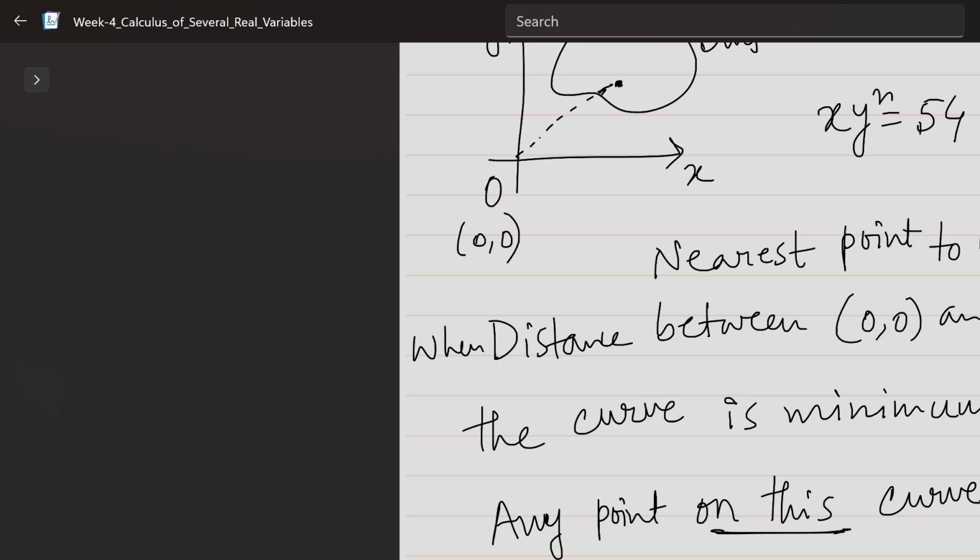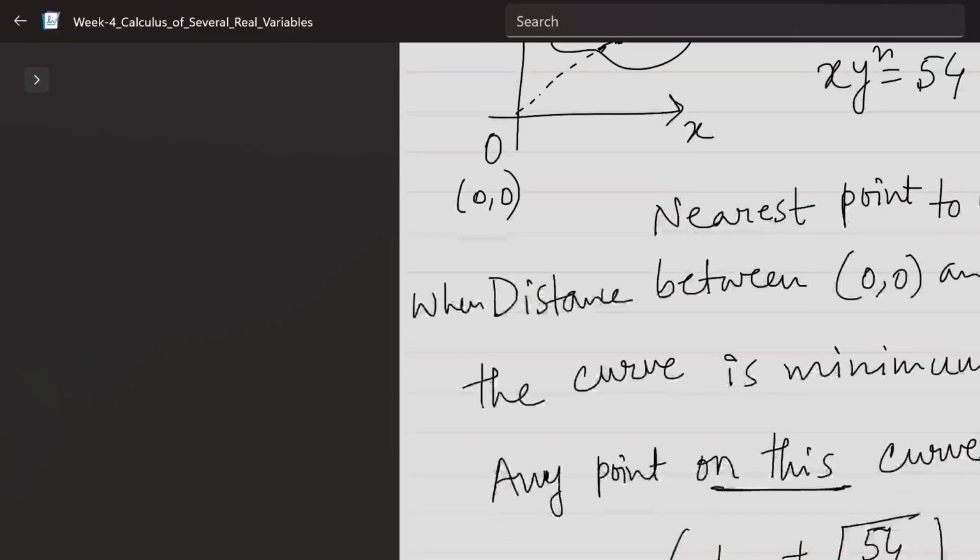So like x equals 54 by y square. In other words, I'm writing the point as (t, plus or minus root over 54 by t). Do you see? Because if you put x equal to t, you will get y equal to plus or minus root over 54 by t. Good. That is any point. t is a parameter. t can vary. It is 2D, so two coordinates will come.